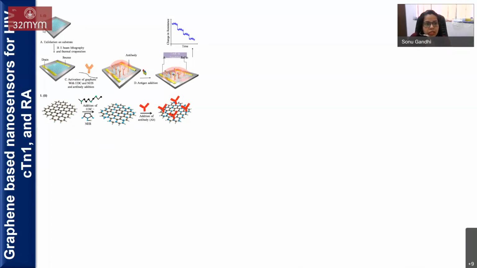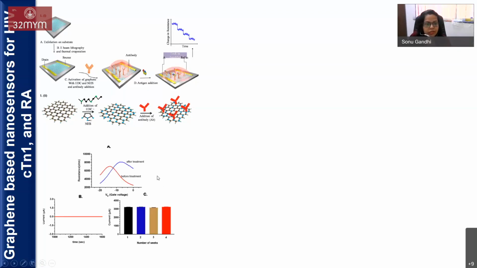So we have used the silicon dioxide substrate and put graphene on it, and created the source and drain electrodes. Antibodies were immobilized on it, and the antigen was added, and real-time measurements were done, and the change in resistance was monitored. During this process, device characterizations were done to check before and after treatment if there are any changes, and if the response is coming directly from the graphene or from the gold surface.